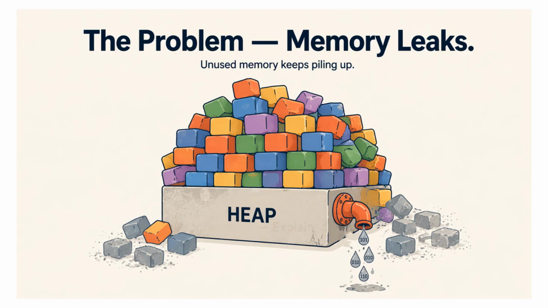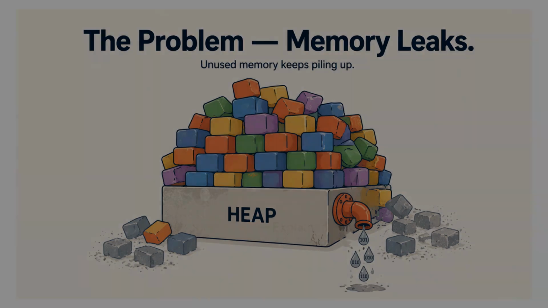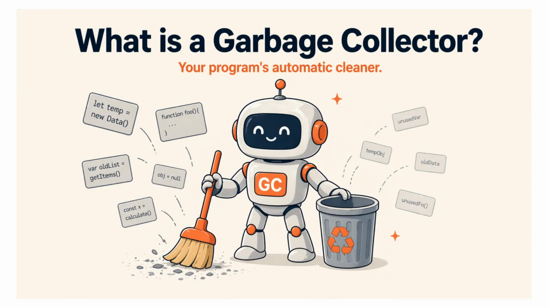So the big question is, who's responsible for cleaning all this up? That's exactly where the garbage collector comes in. So what exactly is a garbage collector? In simple words, a garbage collector, often called GC, is a built-in feature of a programming language that automatically finds memory your program is no longer using and frees it up.